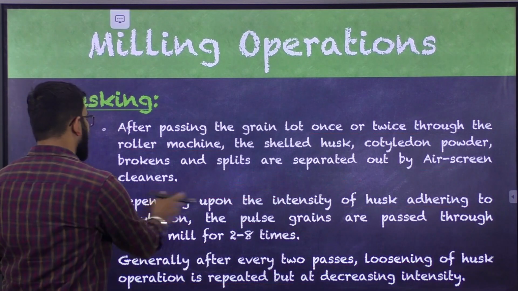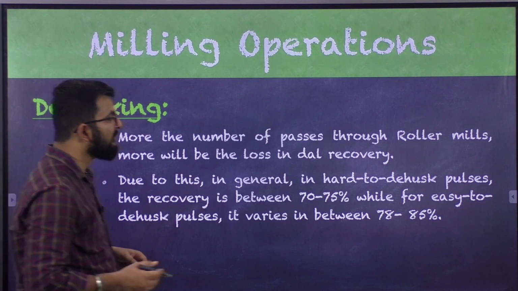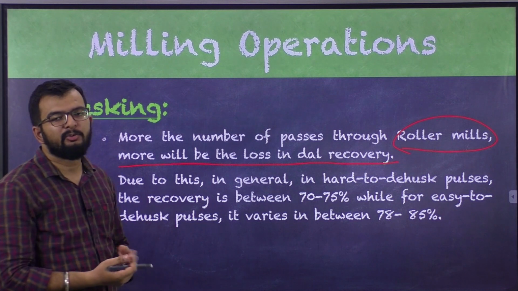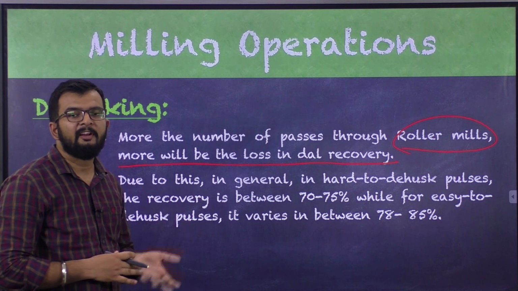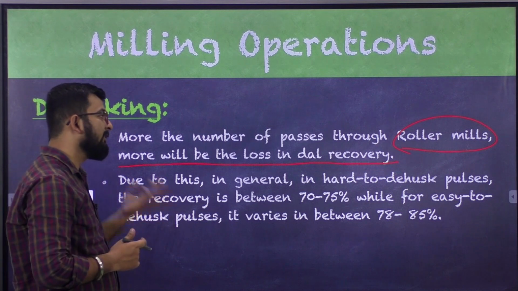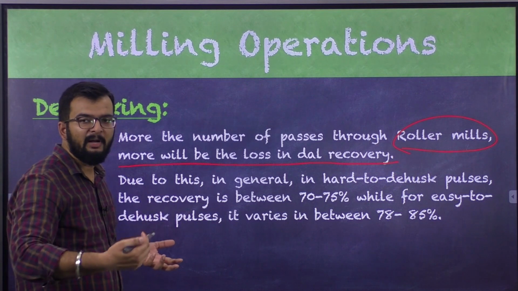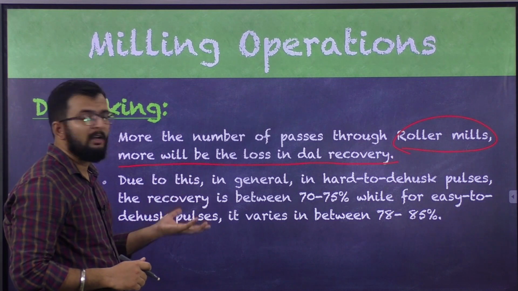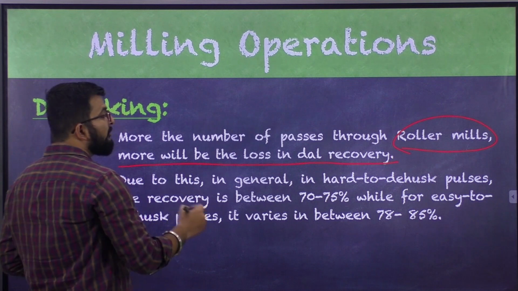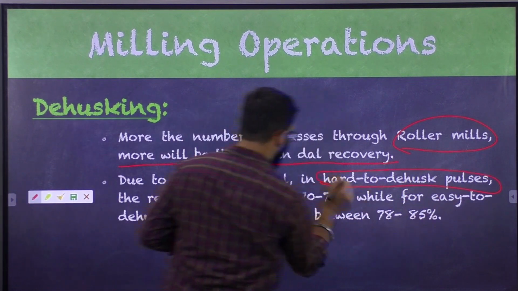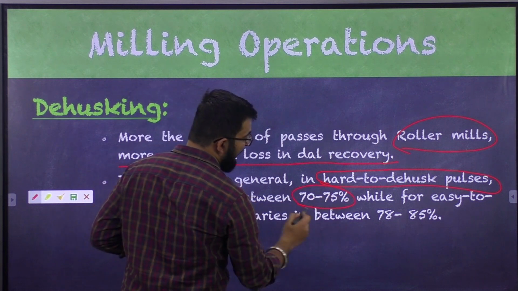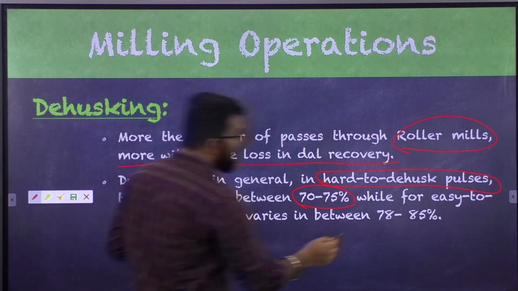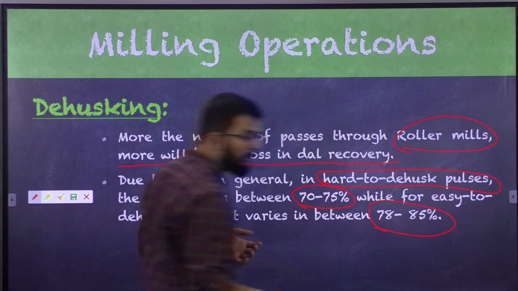The more the number of passes through the roller mills, the more will be the loss in the dal recovery. That is, every time you pass it through the roller mill, some of the cotyledon will be powdered and your yield will decrease. So in hard to dehusk pulses, your recovery percentage is only 70 to 75%, while for easy to dehusk pulses, your recovery can reach up to 85%.